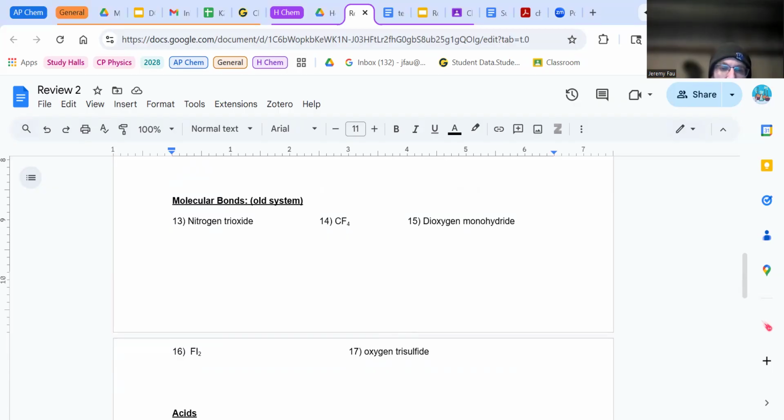So for this system, right, we just do it as it is. We don't do any crisscrossing with the periodic table. You just write what you got. So nitrogen trioxide, NO3. All right, this one, it's carbon. The second element, right, tetrafluoride.